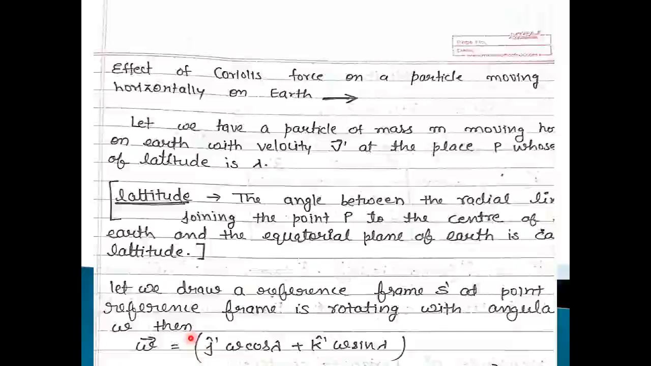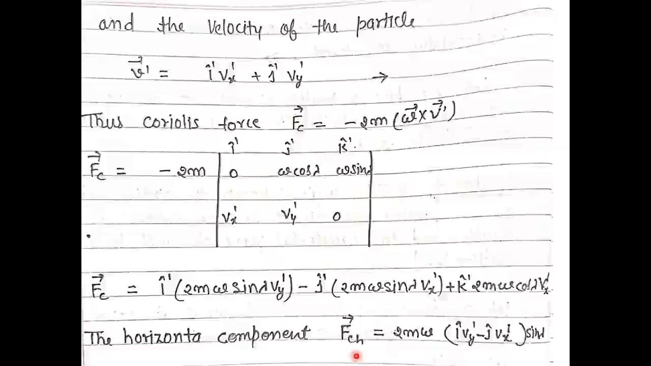Therefore, the equation for angular velocity omega is omega equals j dash omega cos lambda plus k dash omega sin lambda, where omega cos lambda and omega sin lambda are the two components of angular velocity. One component, omega cos lambda, is towards north, along the y dash axis, and another component, omega sin lambda, is along the z axis, vertically upward.